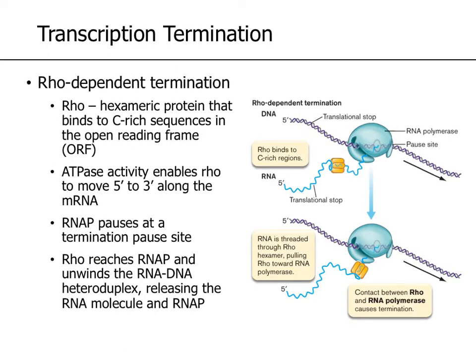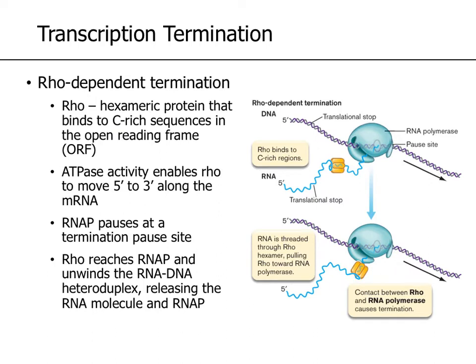All right, so for termination, for bacteria, there are two main styles of termination. The first one we'll go over is the rho-dependent termination. Rho is another protein. It's a hexameric protein that can bind. It'll generally bind to C-rich sequences in the open reading frame. Open reading frame meaning that's what's open for translation, right? So it'll generally bind this C-rich sequence.